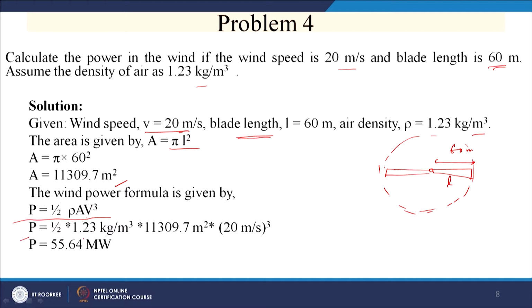So, P is equal to half into 1.23 kg per meter cube into 11,309.7 meter square into 20 meter per second cube, that is equal to, it is coming 55.64 megawatt. In this unit we will get the kilowatt. So, the kilowatt is converted to megawatt here.